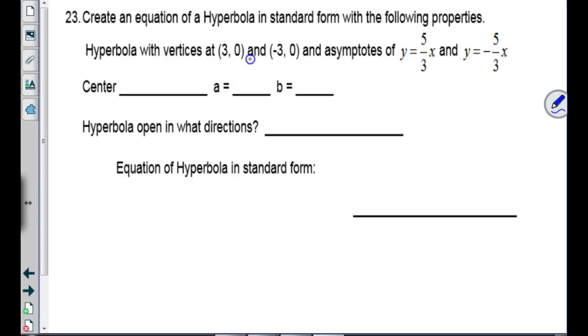How can we find the center? You know what I would do? This is what I would do. I would go 3, 0, and negative 3, 0. If those are the vertices, which way does this thing open? Side to side. Yes.